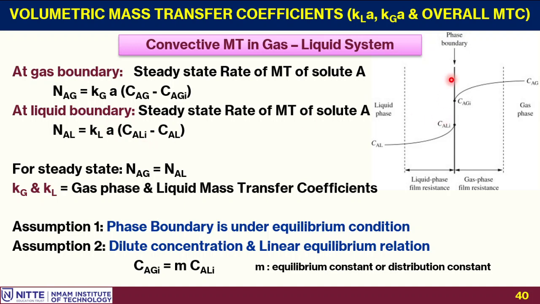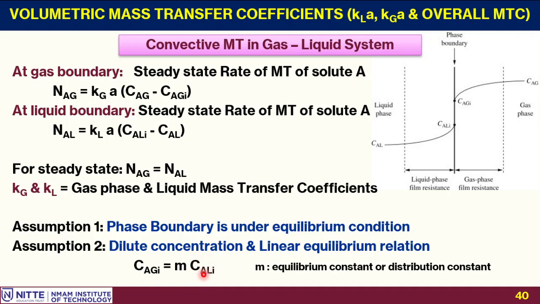So let us make two assumptions here. One, the phase boundary here is under equilibrium condition. So at equilibrium, let us do the analysis. And also, before we do that analysis, let us say the concentration of this molecule is very dilute here. Because of that, a linear equilibrium exists, and we can write it as CAGI is equal to M into CALI. This is the equilibrium composition in the gas phase and the equilibrium composition in the liquid phase.